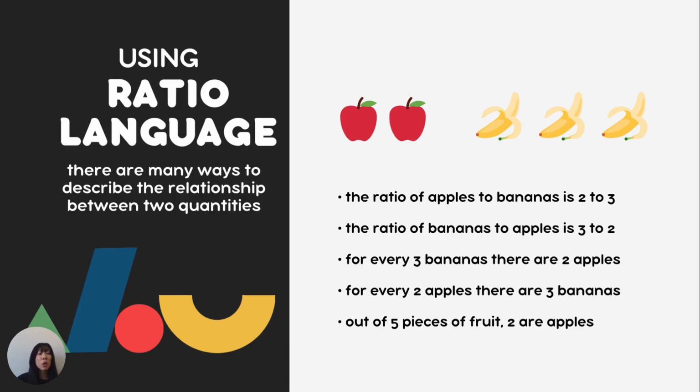So using ratio language, there are many different ways to describe relationships of quantities. So take a look at the example where we have 2 apples and 3 bananas. Now we could compare the quantities a few different ways. You could say it as the ratio of apples to bananas is 2 to 3. The ratio of bananas to apples is 3 to 2. We could also say this as for every 3 bananas, there are 2 apples. For every 2 apples, there are 3 bananas. Or we could say out of 5 total pieces of fruit, there are 2 apples. These are just some examples when we're looking at the quantity of apples to bananas for this particular situation.